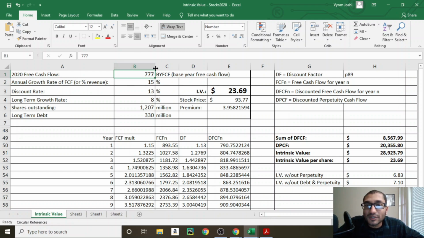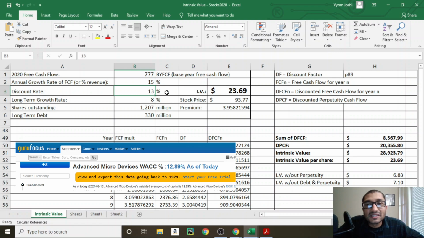Over here, I pasted the 2020 free cash flow number that I got from Morningstar, which is $777 million. I'm using an annual growth rate of free cash flow of 15%. What this means is I expect AMD's free cash flow to grow at 15% every year for the first 10 years. I'm using a discount rate of 13%. What this means is I want this investment to give me a 13% return. I'm using 13% because that is the current weighted average cost of capital for AMD.